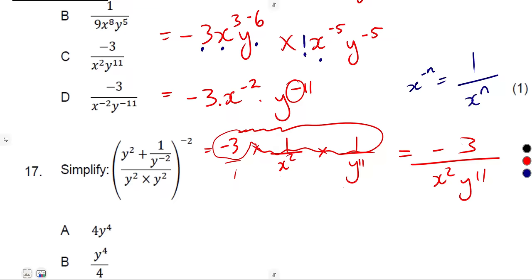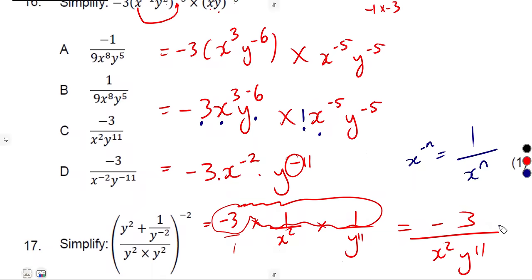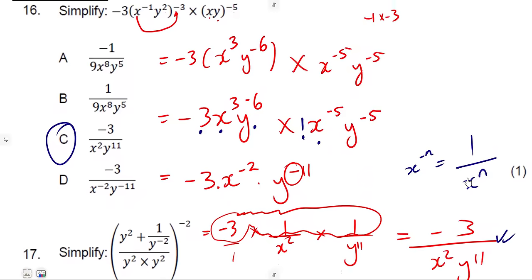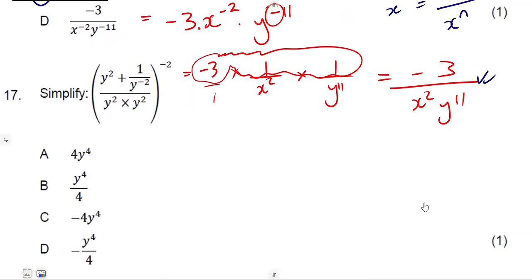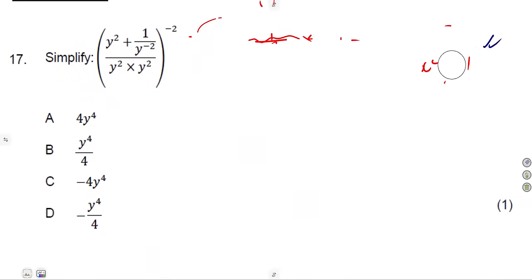So which one is the best answer? That was going to be on what? On C. According to the answers, the one that matches this exactly is what? Is C. Okay? Yeah, guys, that's it. That's it. Number 17. Simplification again.